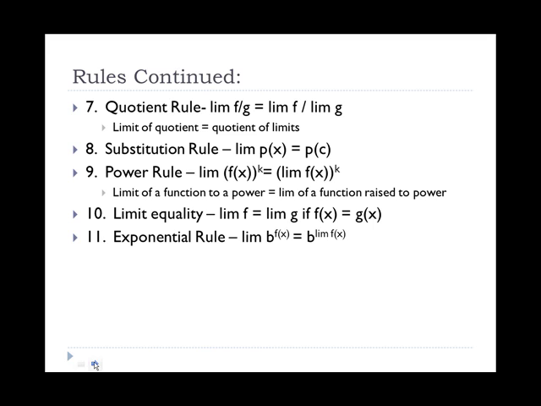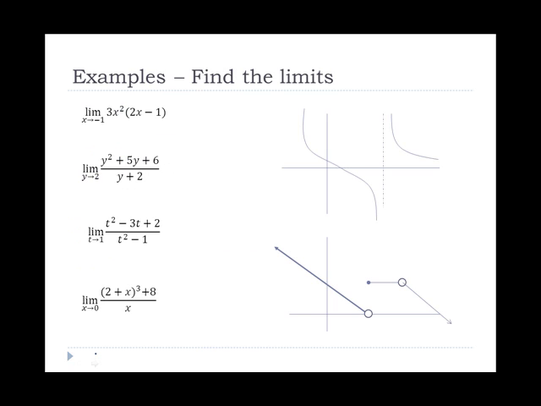Now the one that you might pay attention to here is number 11. That says the limit of b to the f of x. Notice this is an exponential, the function's up in the power. So you're really taking the limit of the function because the base is not changing. It's the power that's going to control things. Same with the log. You're taking the limit of the function because the log is not changing. So let's put all this together as a review and see how to find the limits.